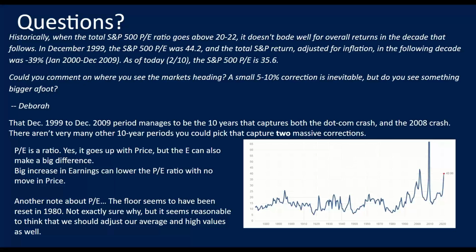This one came from Deborah, and she said, historically, when the S&P 500 PE ratio goes above 20 to 22, it doesn't bode well for overall returns in the decade that follows. In December, the S&P 500 PE was 44.2, and the total S&P return adjusted for inflation the following decade was minus 39%. As of today, the S&P PE is 35.6.